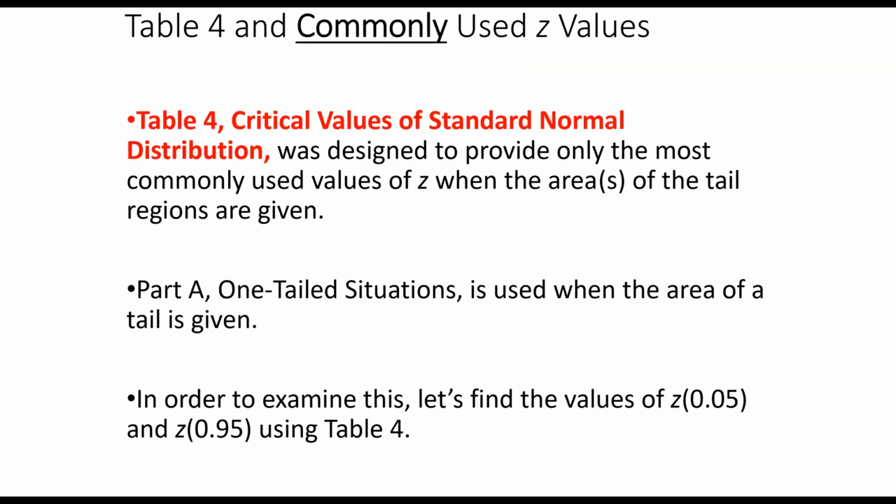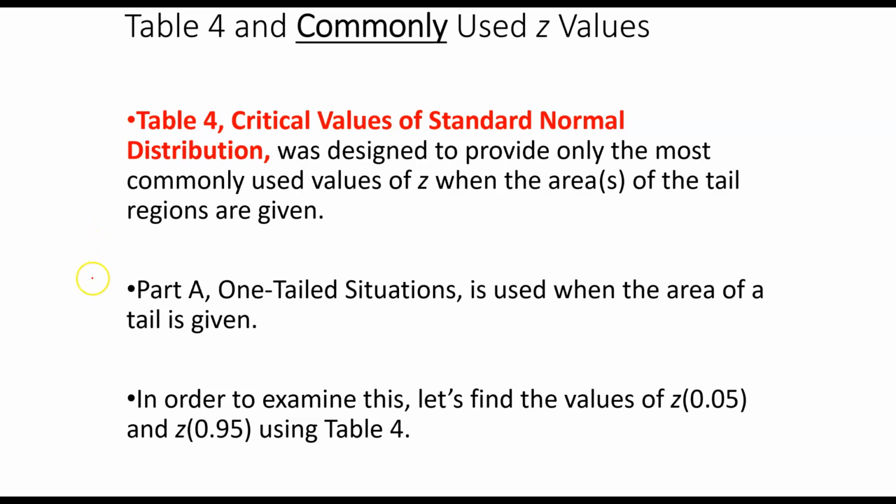Okay, so those values can be found from table 3. However, table 4 has critical values of the standard normal distribution for us, and it has values that are most commonly used. So instead of having to scan through all of table 3, for the very commonly used ones, you can find them more directly from table 4.